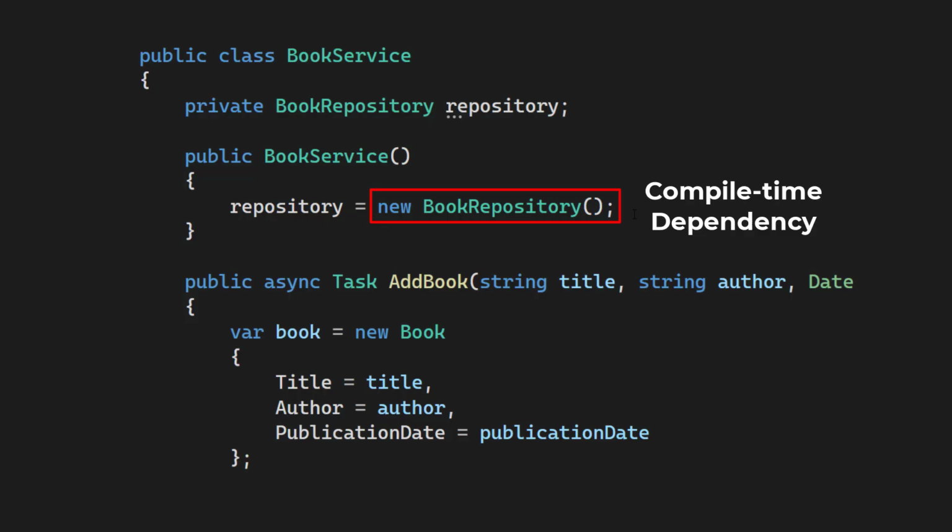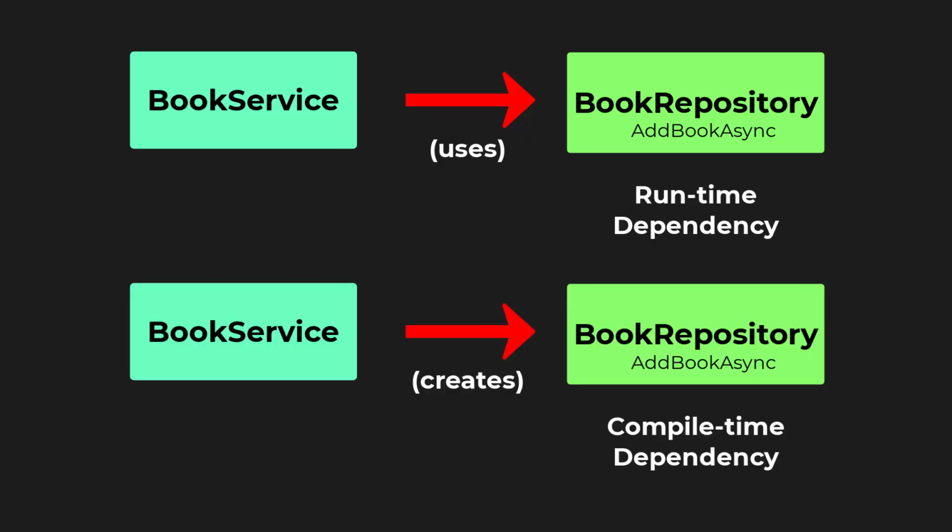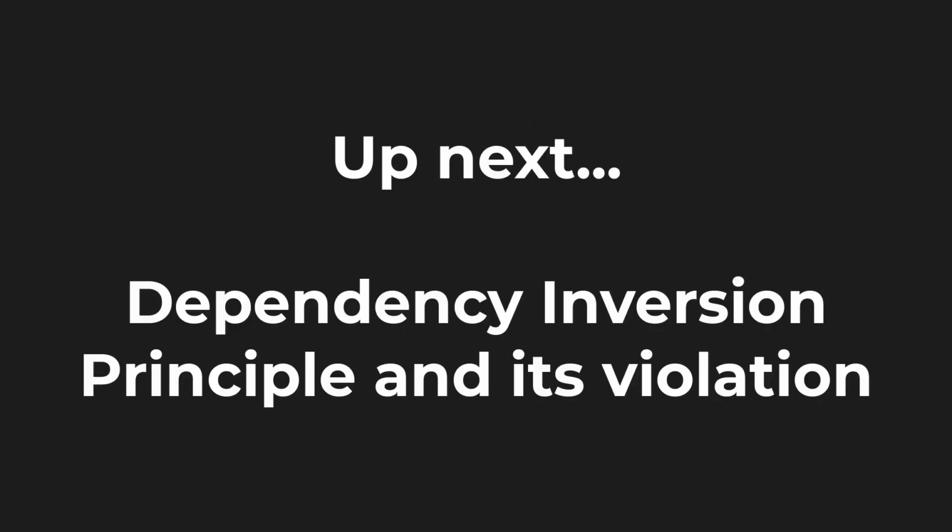So with this, we can say that the direction of our runtime dependency matches the direction of our compile time dependency, which is from book service to book repository. In the next video, we will take a look at the dependency inversion principle and see specifically how our code violates the principle.